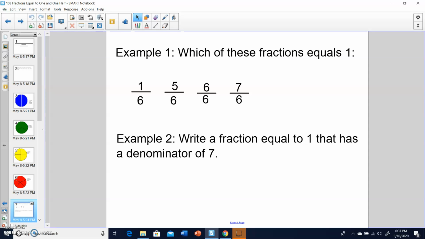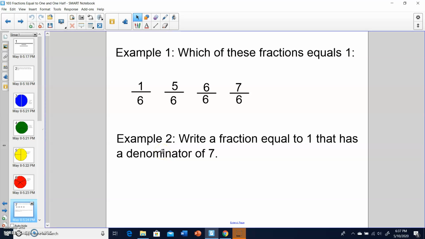Okay, so which of these fractions, example 1, is equal to 1 whole? 1/6, 5/6, 6/6, or 7/6. So which one of those can I make an entire circle with? That would be 6/6. So notice how I have the top number as 6 and the bottom number as 6, 6/6.